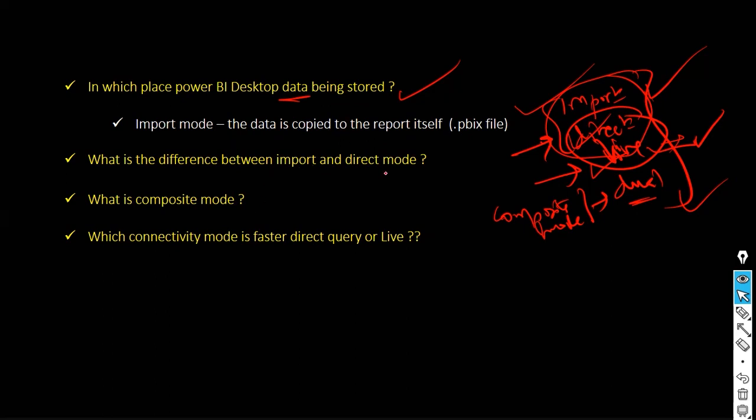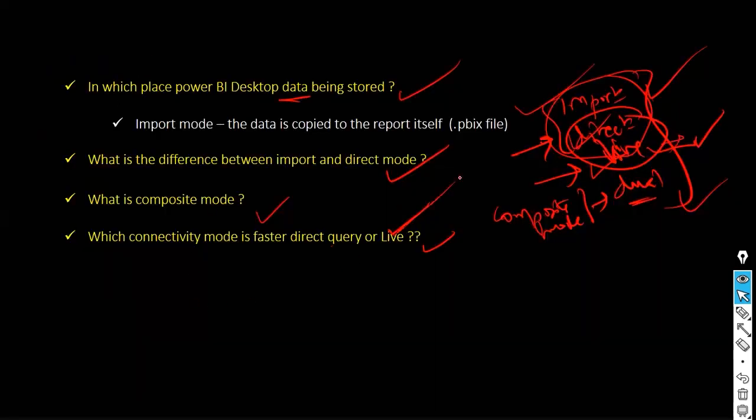Now the question is, what is the difference between import and direct mode? We already discussed. And what is composite mode? It is a combination of both import as well as direct query. Which kind of connectivity mode is faster, direct query or live? If they ask you, you can say the live mode. If you plan to take up the PL-300 certification, the Microsoft Power BI Data Analyst exam, then you can expect these kinds of questions.